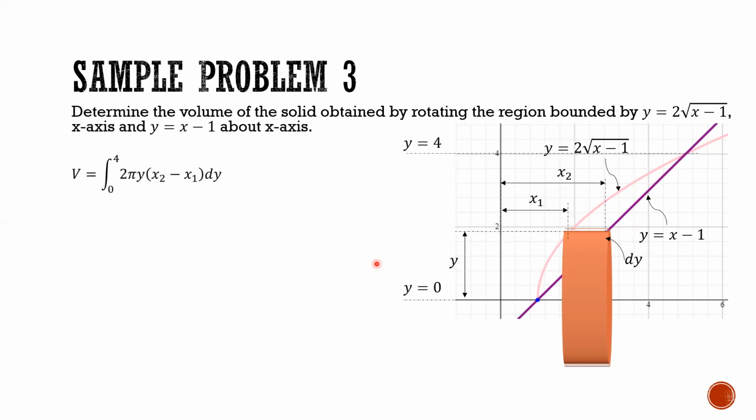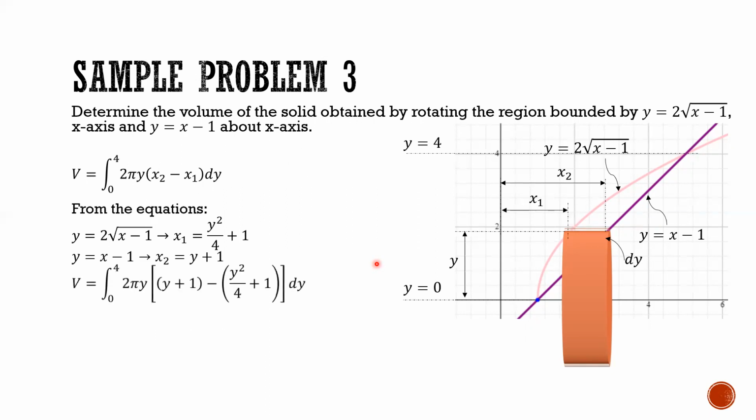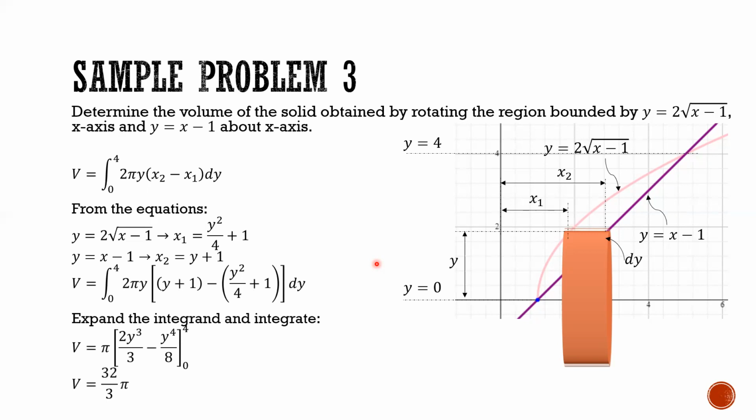Now, evaluating the integral, let's first substitute all of the values of x. x1 is represented again by y squared over 4 plus 1, and x2 is represented by y plus 1. Substituting that into our integrand, we have the following. Again, you can expand and integrate, and then we will have this particular expression. Substitute the upper and the lower limit, and that is going to give us the volume of the solid of revolution.